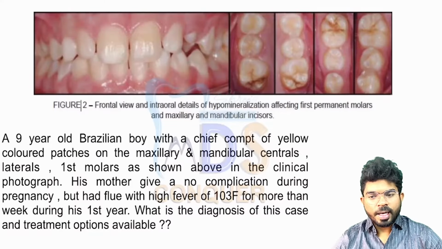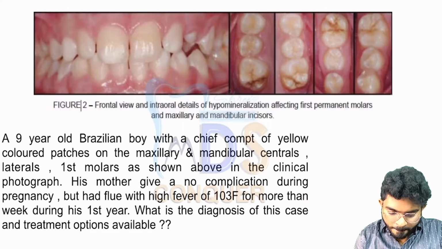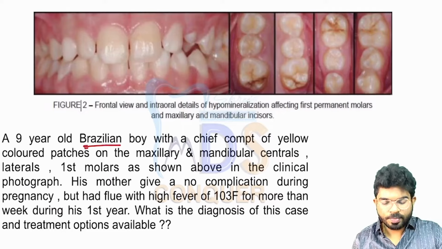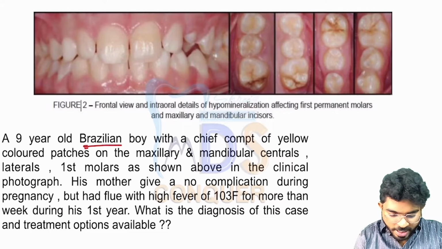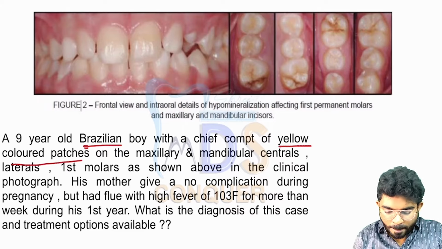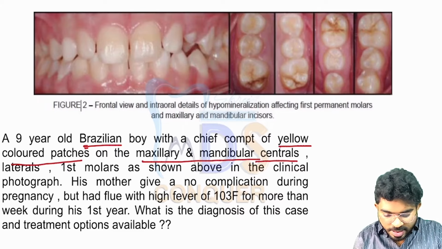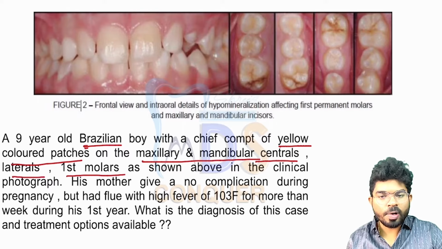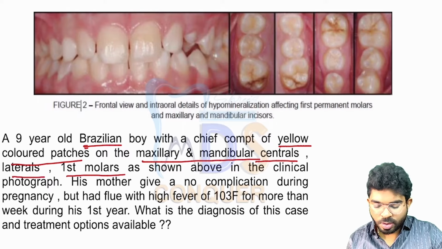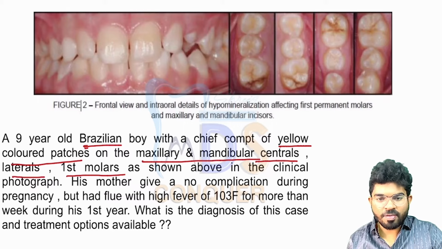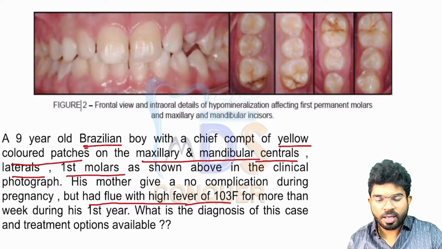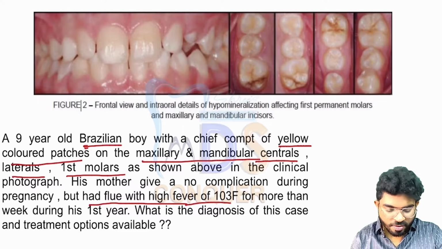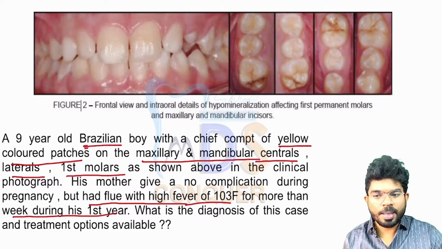So before going into the content, you have a case here: a 9-year-old Brazilian boy with a chief complaint of yellow colored patches on maxillary and mandibular centrals, laterals and first molars as shown in the above clinical photograph. His mother reports no complications during pregnancy but he had flu with a high fever of 103 degrees Fahrenheit for more than a week during the first year. So what is the diagnosis and treatment plan?